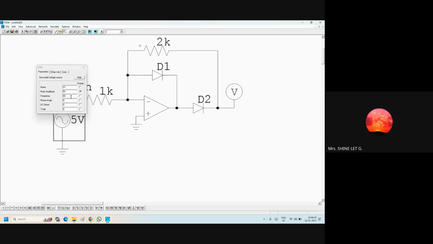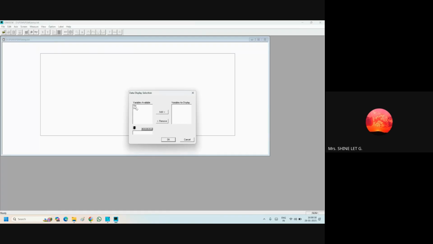If frequency is low, time will be more. If we increase the frequency, time will become less. So I'll give it as 500 and we will see whether it comes within the window in which we are viewing the signal. Frequency low means time high. Frequency high means time is less.